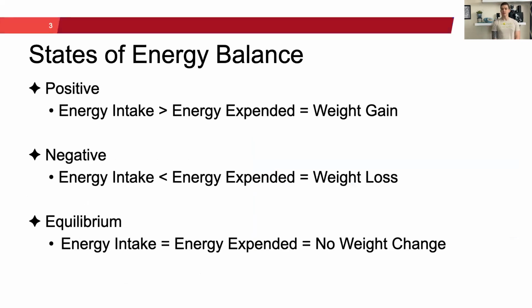So, states of energy balance. You've got positive energy balance, which is where your energy intake, so the food you're eating, is more than what you're expending, which leads to weight gain. Negative energy balance is where energy intake is less than the energy expended, which will lead to weight loss. Or you can have equilibrium or maintenance, which is where energy intake is equal to your energy expenditure, and this will lead to no weight change at all.